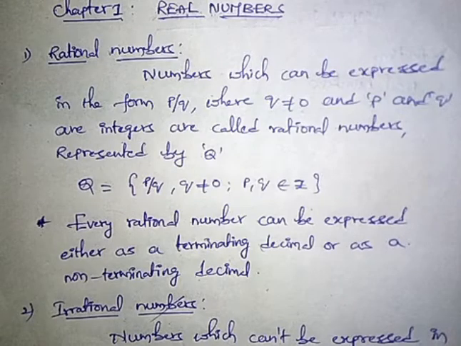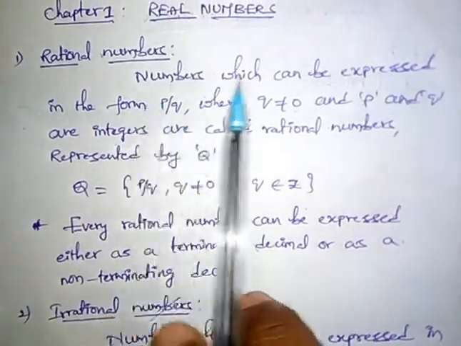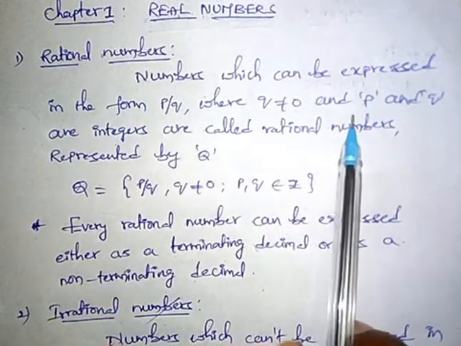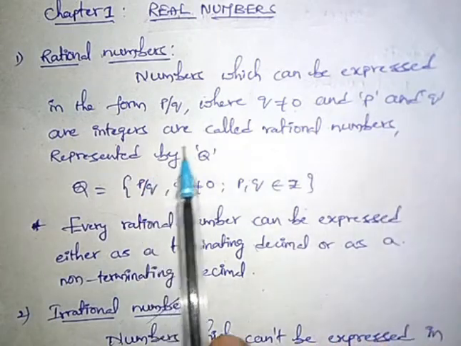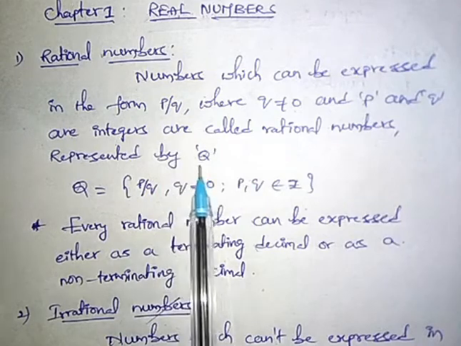Children, already you have learned about the rational numbers. Rational numbers are nothing but the numbers which are in the form of p by q, where p, q are integers and q is not equal to 0. Such type of numbers are called rational numbers. Let's have a look at the definition. Numbers which can be expressed in the form of p by q, where q is not equal to 0 and p and q are integers, are called rational numbers, and these rational numbers are represented by the letter Q.